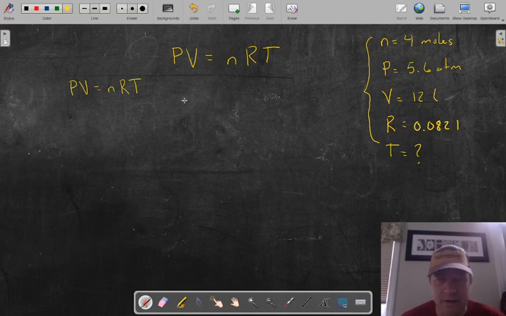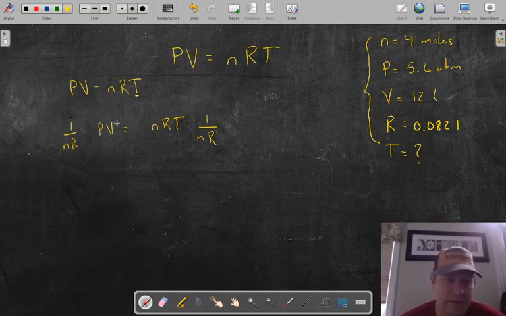What's my unknown? My unknown is temperature, so I have to get this on one side of the equal sign, everything else on the other side. How do I do that? Well, the easiest way is to multiply by the reciprocal of this value to move it over. So the reciprocal is 1 over nR, times PV equals nRT times 1 over nR. Just multiply by the reciprocal value, get it over to the other side. Same thing you do when you are solving for any unknown.